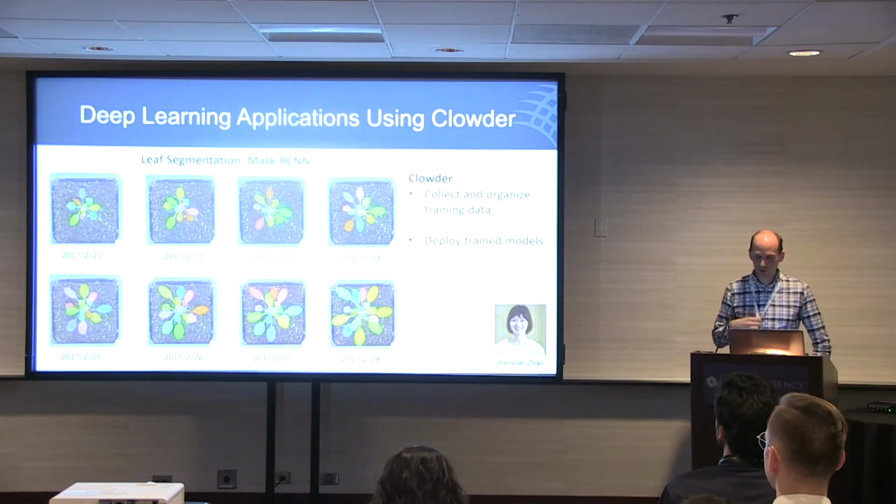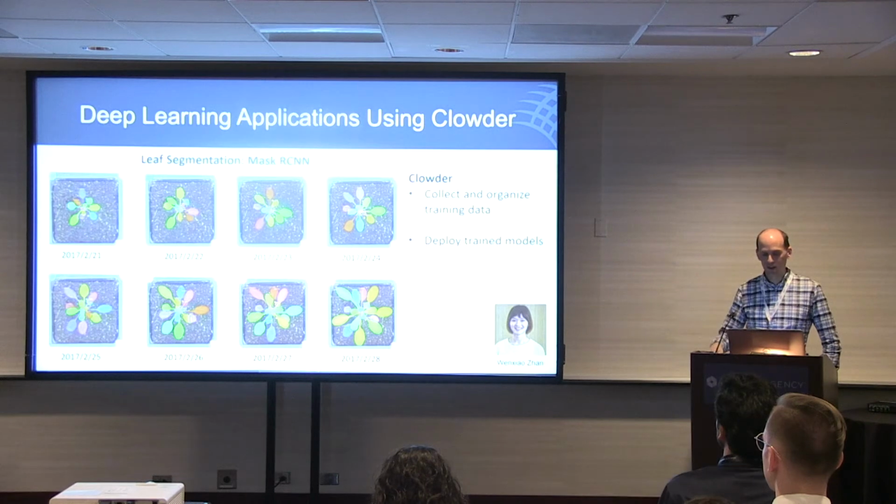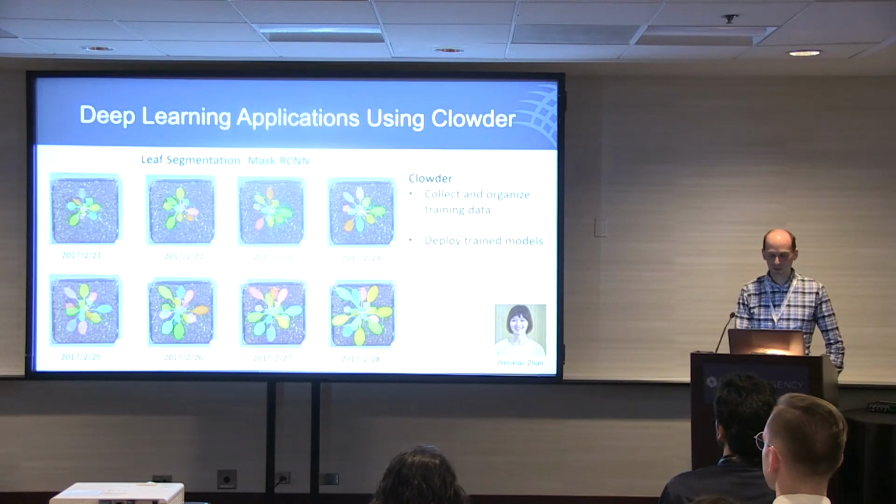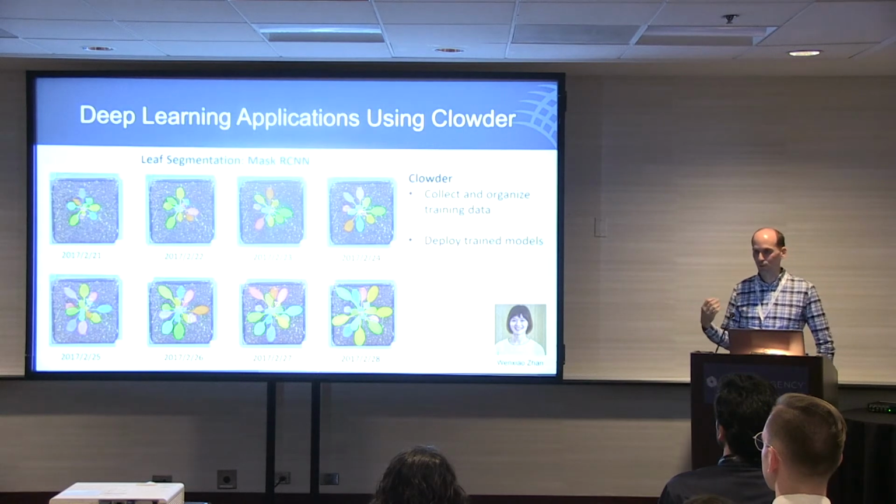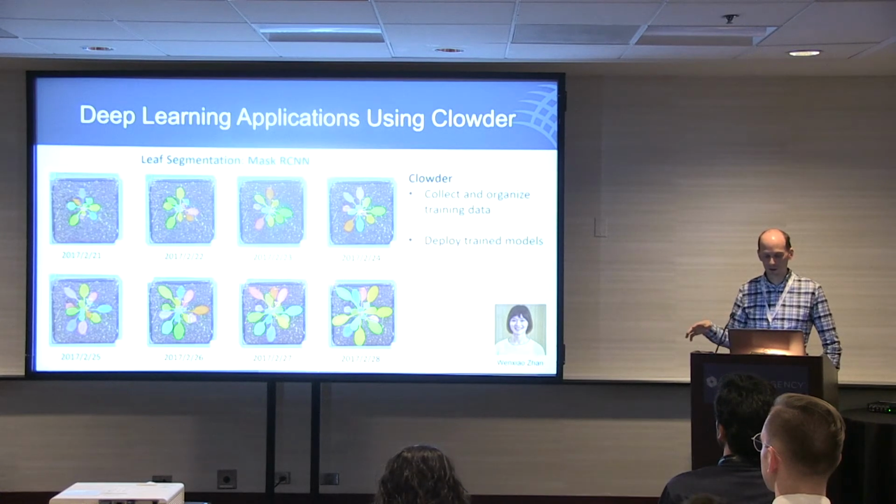Another thing that we're really interested in using Clowder for is machine learning and deep learning. This is just an example of work that Wen Xiao's done. Wen Xiao came with me today. This is using Mask R-CNN to segment leaves of these Arabidopsis plants. But just in general, if we could use Clowder to both collect and organize training data for machine learning and then deploy the models, that's something we're also really interested in doing.